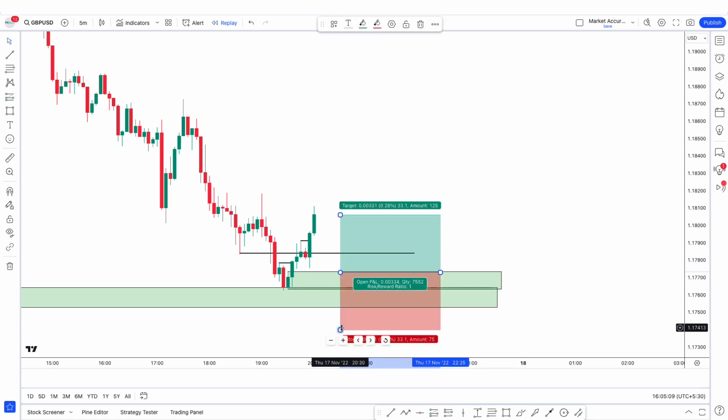We place our stop loss right below this level, and you could go ahead and target these highs here, or you could target this.